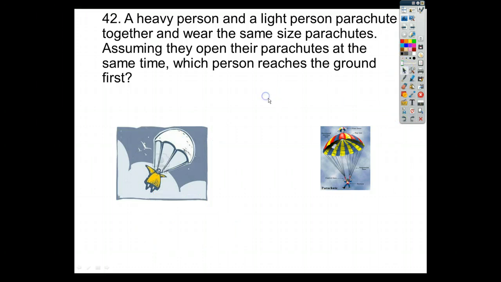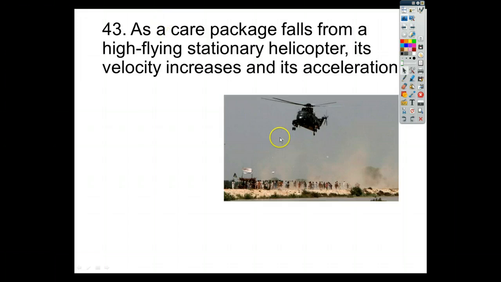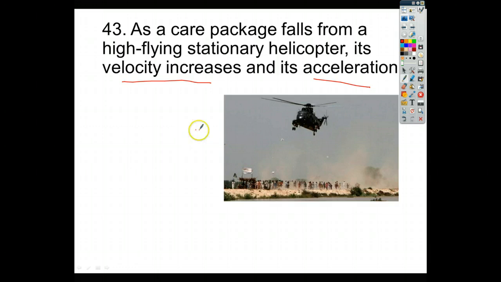Number 43 says as a care package, so you'll notice these are care packages that are getting dropped out of the helicopter. As the care package falls from a high-flying stationary helicopter, its velocity increases and its acceleration. Remember, even though the speed gets higher, so right here it might be falling at 10, here it's falling at 20, and on the ground it would be falling at 30 meters per second. Acceleration for each one of these is just 10, because we said that gravity is just 10 meters per second squared.